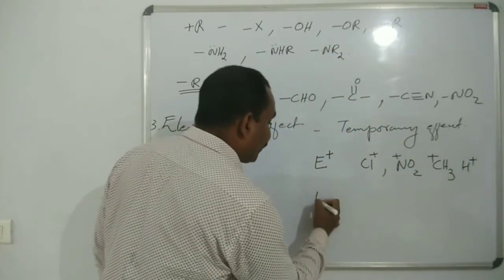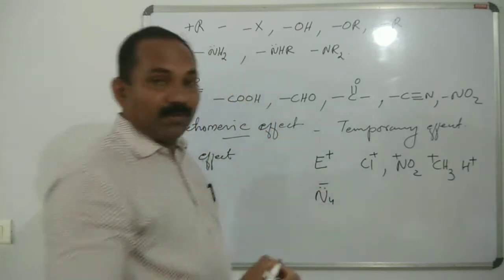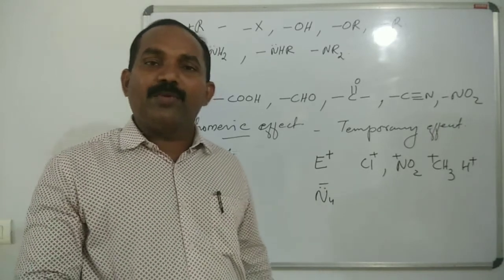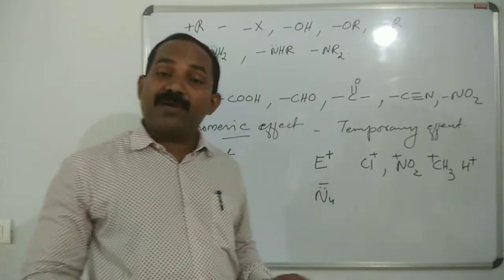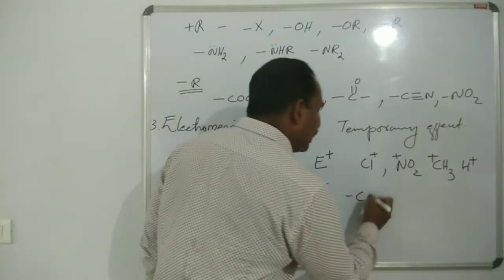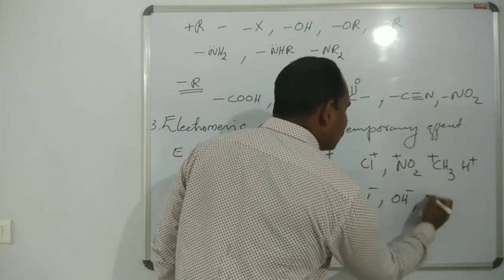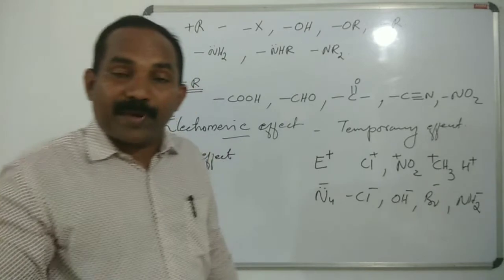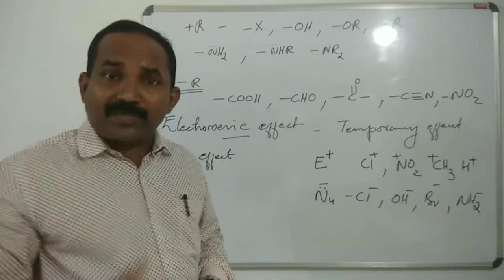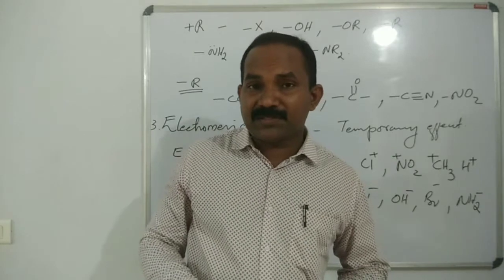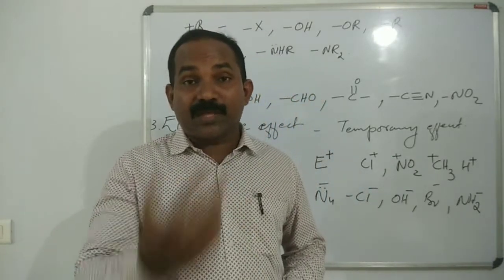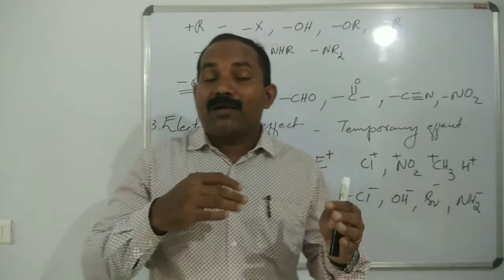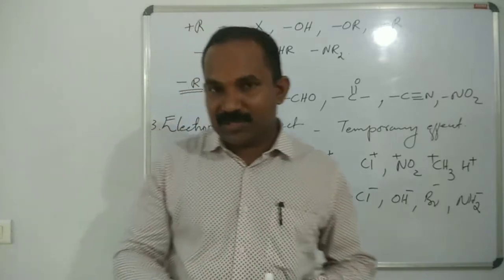And similarly nucleophiles. A nucleophile is represented by Nu minus or Nu. If it is a neutral molecule, Nu is enough, and if it is a charged one, Nu minus. Cl minus, OH minus, Br minus, NH2 minus, RO minus, like that. So electrophiles are electron loving or electron seeking species. Nucleophiles are nucleus loving, they try to seek the positive sites.